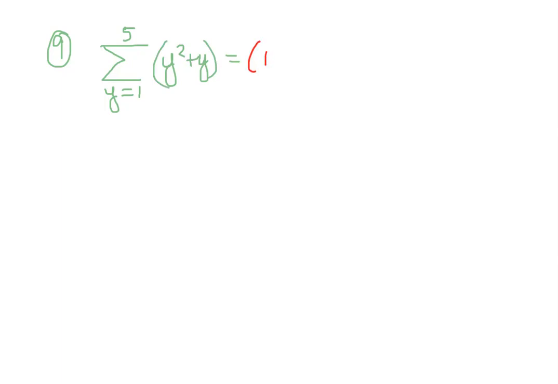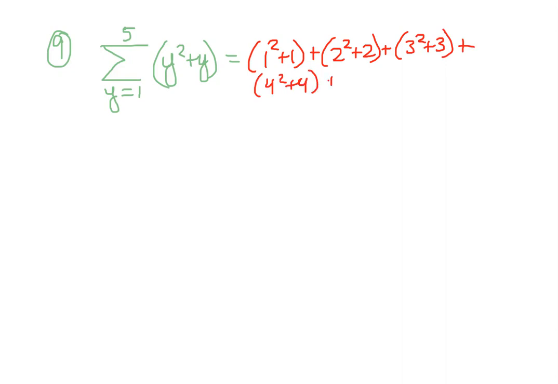All right, and so we have number 9. The sum of y goes from 1 to 5 of y squared plus y. Okay, we're back to starting with 1. So we're going to say 1 squared plus 1, 2 squared plus 2, 3 squared plus 3, 4 squared plus 4, and 5 squared plus 5.